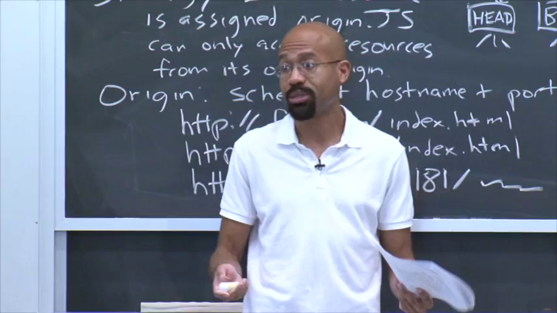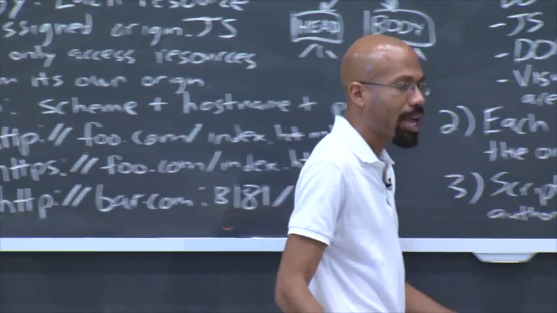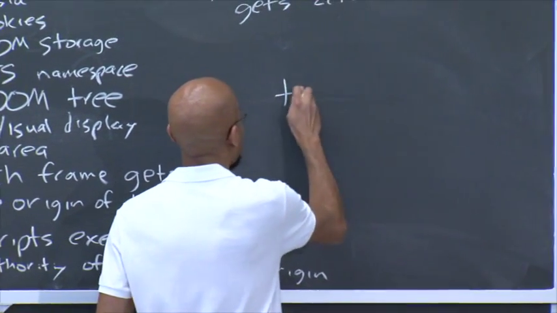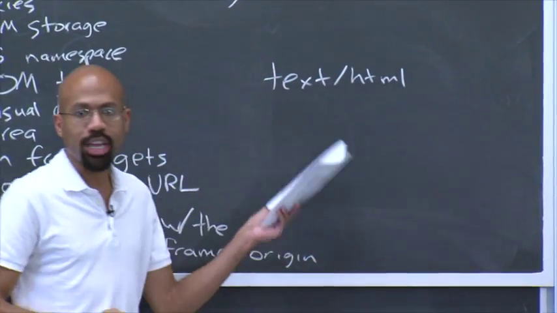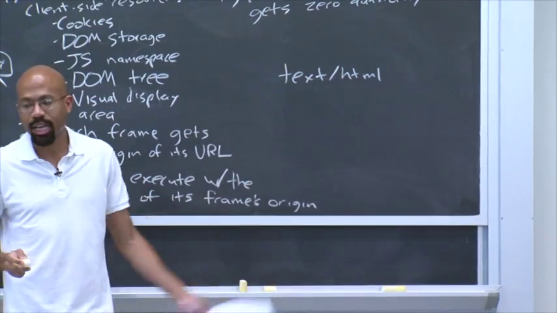So there's this thing called the MIME sniffing attack. So the MIME type, I mean, you've probably seen these before. It's something like text/html or image/jpg, things like that. So it's like a MIME type.